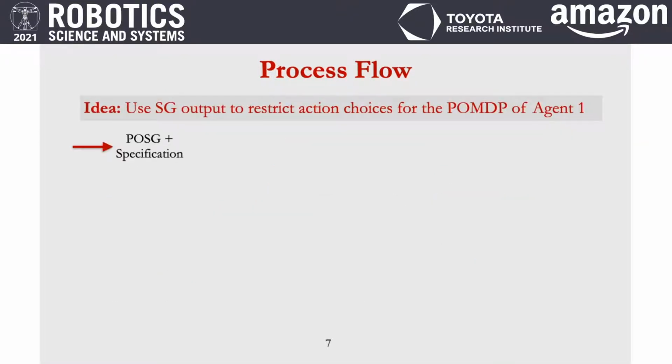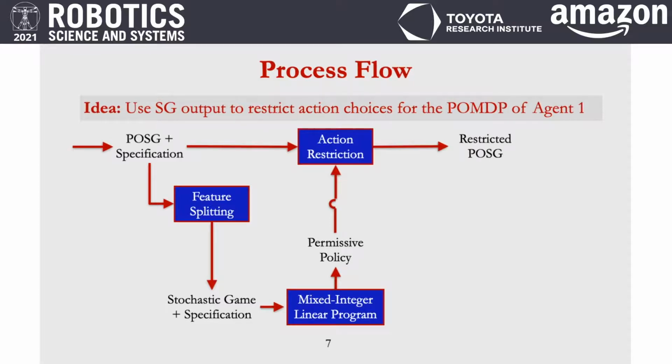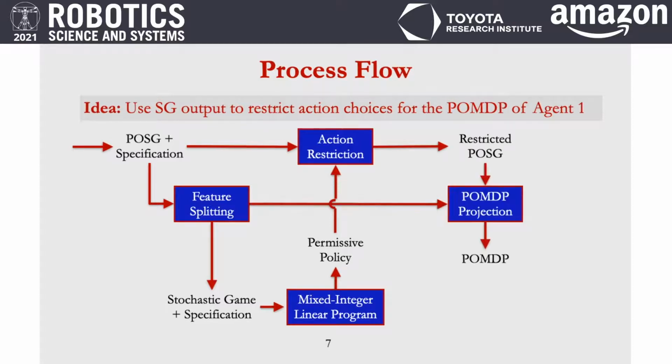Quickly describing the process flow, we start with a factored POSG and a safety specification. We then employ feature splitting to get the stochastic game. Then formulating this stochastic game as an MILP lets us compute the maximally permissive policy, which will restrict unsafe action choices. Projecting these onto the reward features gives us the POMDP, which we then plug into our solvers to obtain a safe policy.